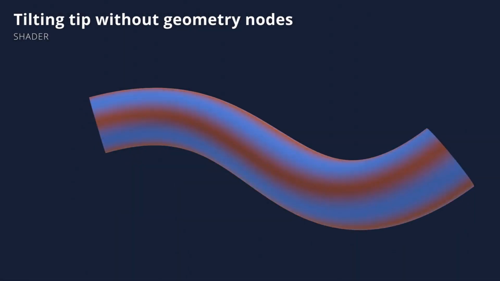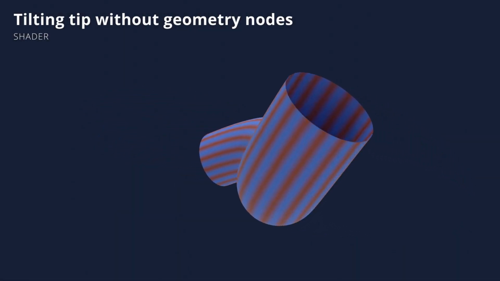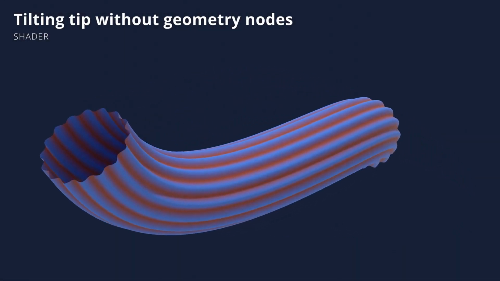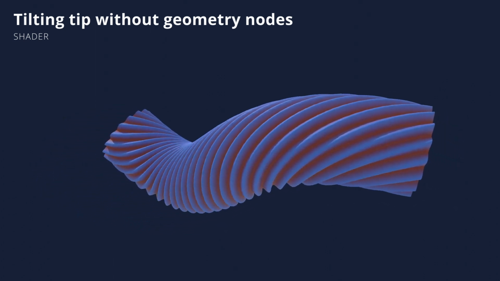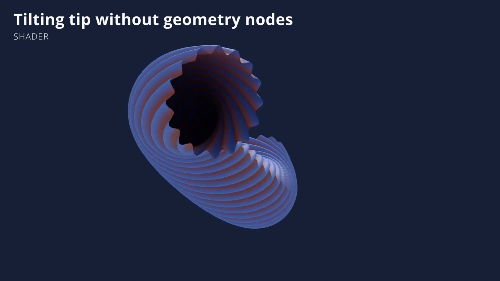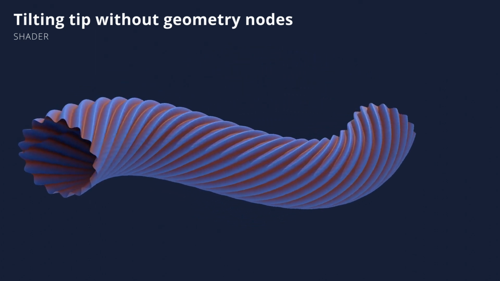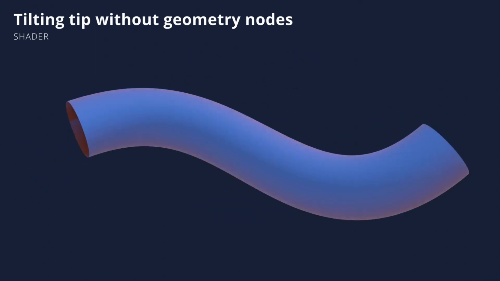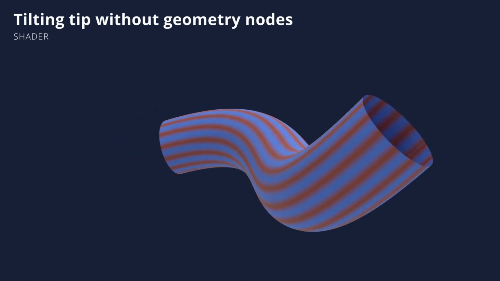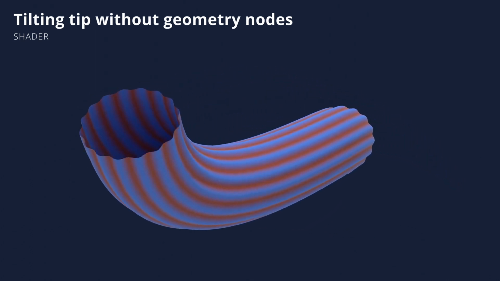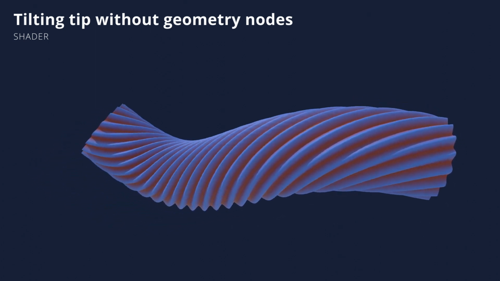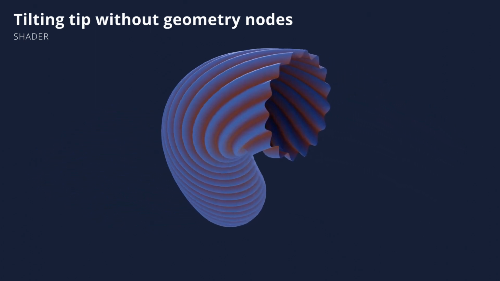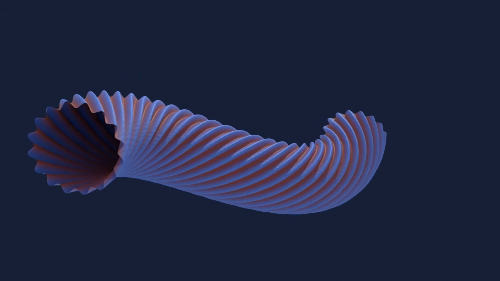Welcome guys to this new tutorial in Blender, and today I'm going to show you a method to create a fake displacement effect with a twisting effect, but without using geometry nodes, only using the shading editor. This is a useful trick if you don't know how to use geometry nodes, or if you want to have the same effect of the tilting attribute of a curve using geometry nodes.